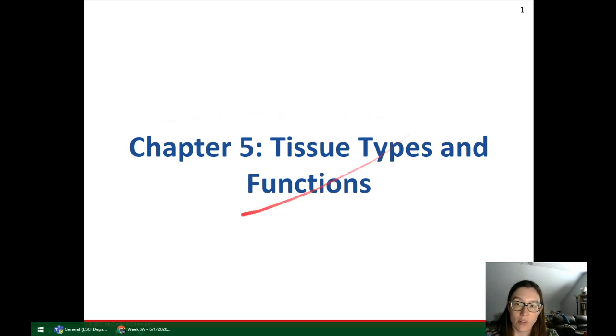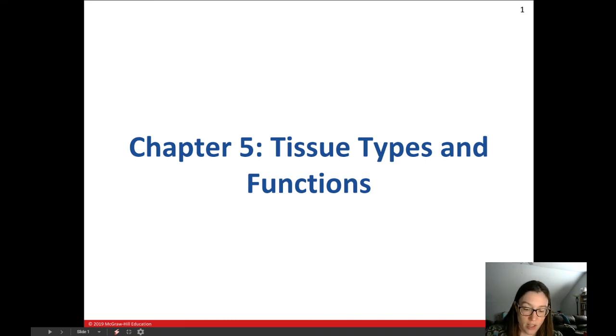So we're going to be going through the basic tissue types as well as the functions of the tissues. We'll be focusing a little bit more on functions, and we might review some locations of those tissues too.